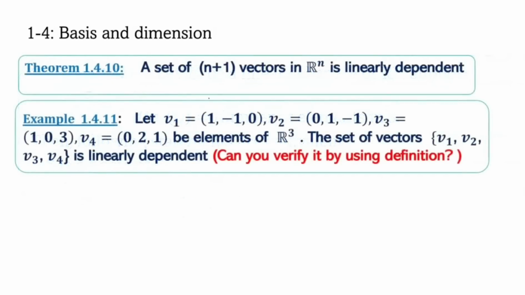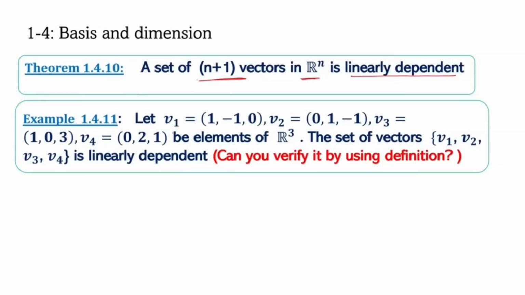Okay, so with this we get that a set of n plus 1 vectors, so if you take n plus 1 vectors from Rn, then it will be linearly dependent, because Rn has dimension n, so it can contain only n entries. If it is n, then it can be linearly independent. Otherwise, if it is n plus 1, then it is linearly dependent.